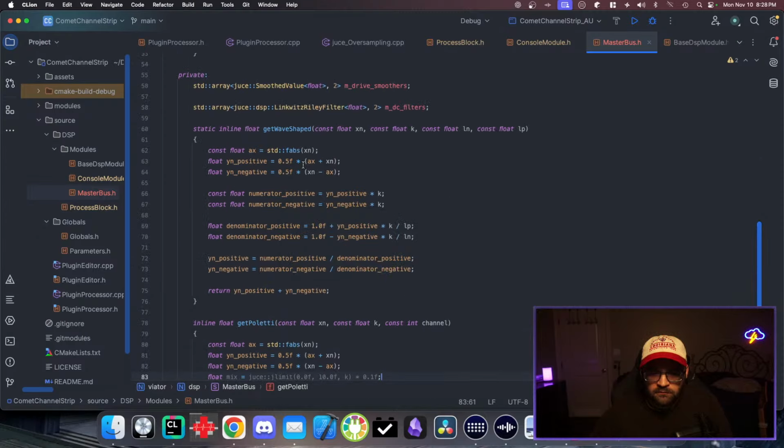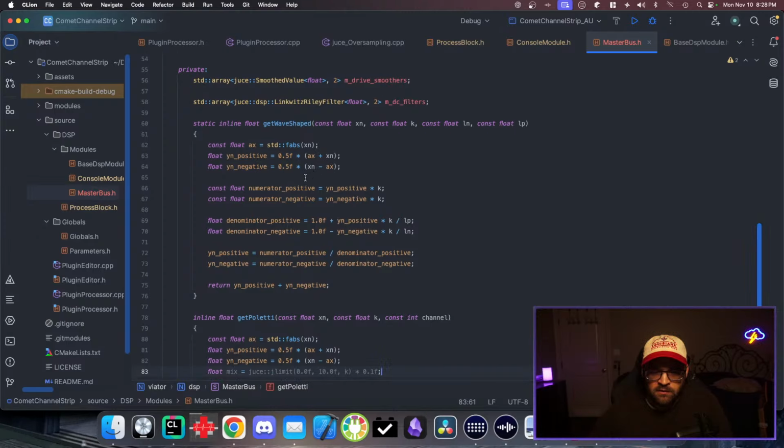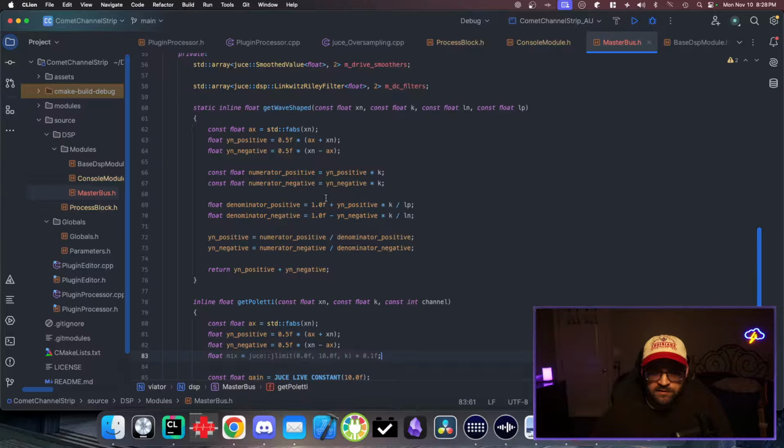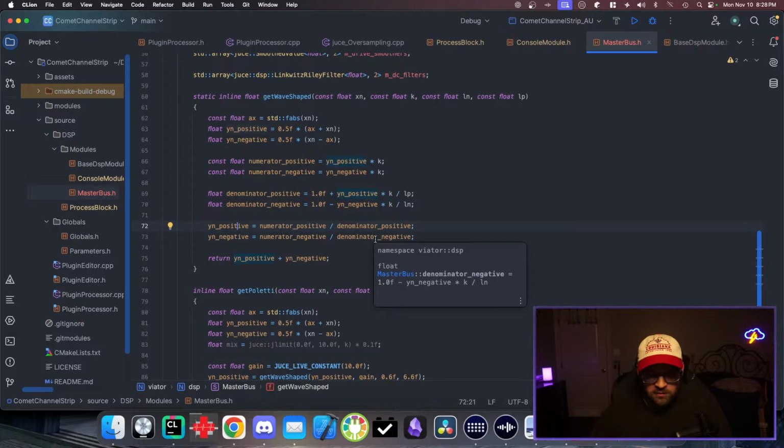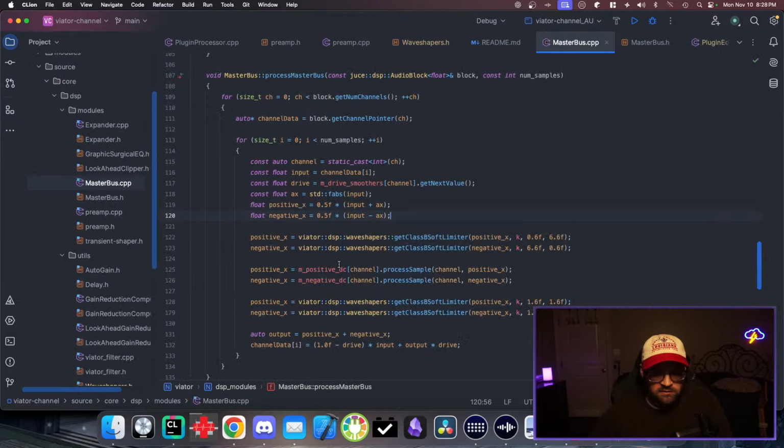What about this one? Positive plus, negative minus. Okay. Numerator positive, positive, numerator negative, negative. Denominator positive, 1 plus LP, which is positive, negative, 1 minus the negative times K, and then Ln, which is negative. Positive, positive, positive, negative, negative, negative. I mean, it sure looks correct in the code, and it sure sounds correct in logic.